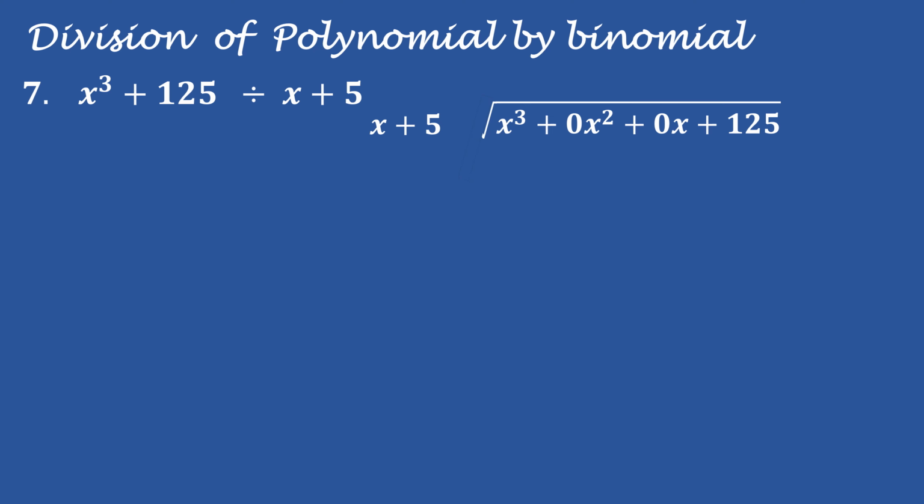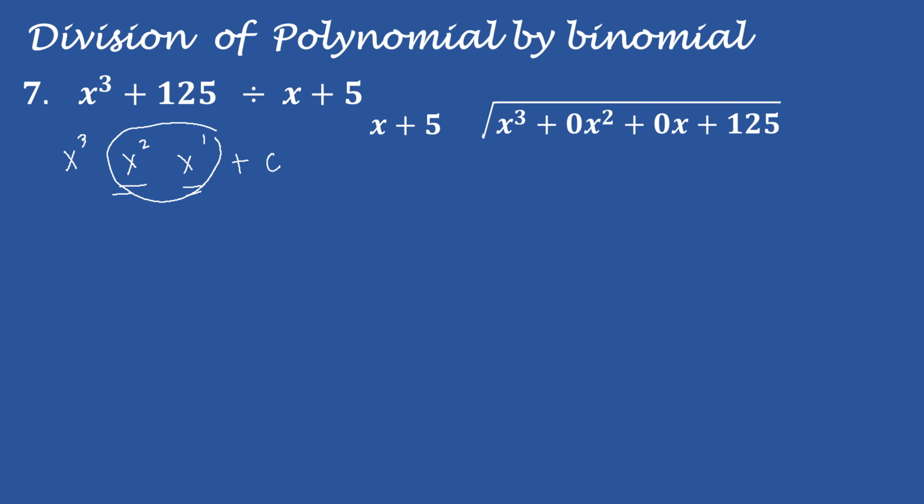Again, first thing to do is to check if your dividend is already written in descending order. So far we have an x cubed, but we directly go to a constant. So what is lacking there? If we have an x cubed, there should be an x squared and there should be an x to the power of 1. So we lack this degree, x to the power of 2 and x to the power of 1, because we have already the constant. So what is missing? These two terms are missing.